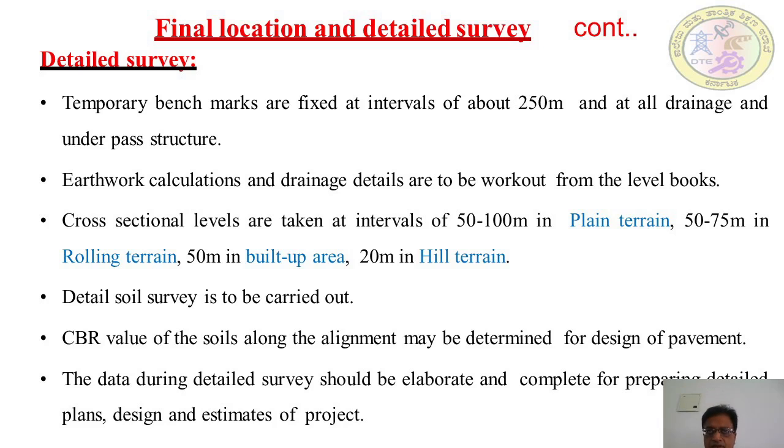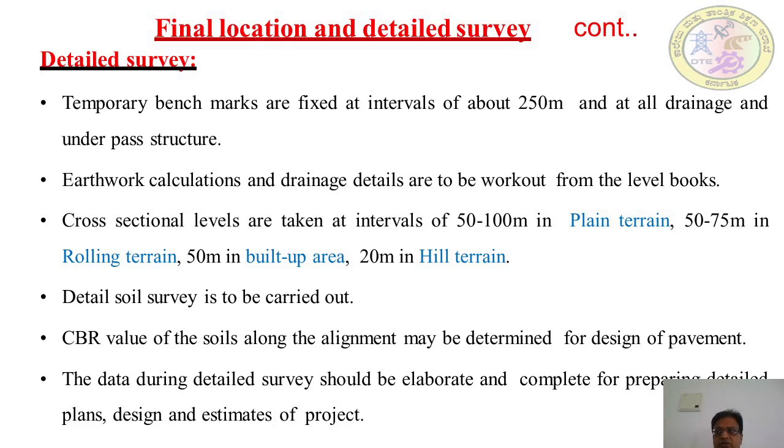Next, once you do that, you go for the detailed survey. Temporary benchmarks are fixed at every 250-meter interval, and at all the drainage and underpass structures, meaning your cross drainage. It may be a CD, bridge, culvert, etc. Earthwork calculations and the drainage details are to be carried out from the level books. Cross-sectional levels are taken at an interval of 50 to 100 meter in plain terrain, 50 to 75 meter in rolling terrain, 50 meter in built-up area, and 20 meter in hilly area.